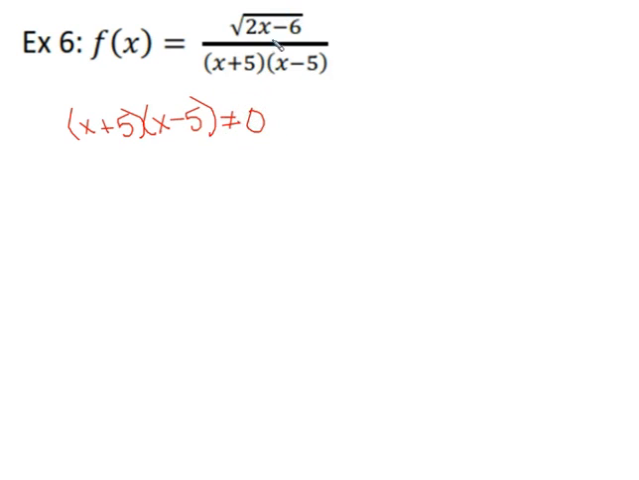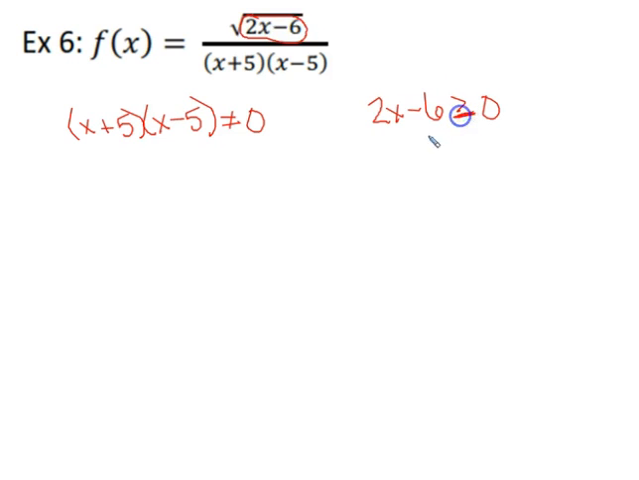But we also have a square root that we have to worry about, and we know the inside radicand has to be greater than or equal to 0. Now in this particular case, I need that equal part because it is not in the denominator. Since it's in the numerator this time, the numerator can actually be 0.